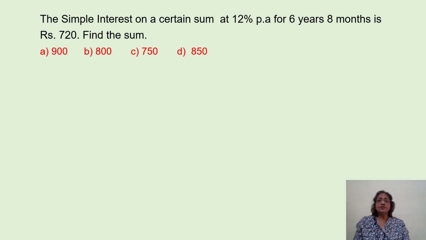The simple interest on a certain sum at 12% per annum for 6 years, 8 months is 720. Find the sum. Now again, this is a simple one. So we'll see if we can do it by the formula. We don't know the principal. The rate is given as 12% per annum. The time period is again 6 years, which I'm going to convert.